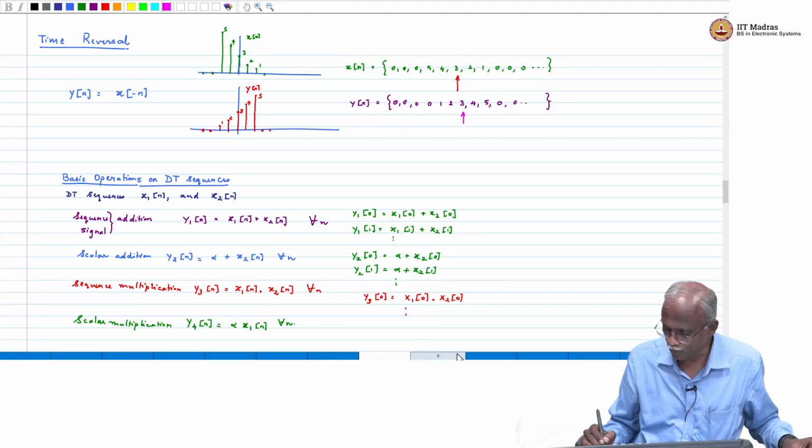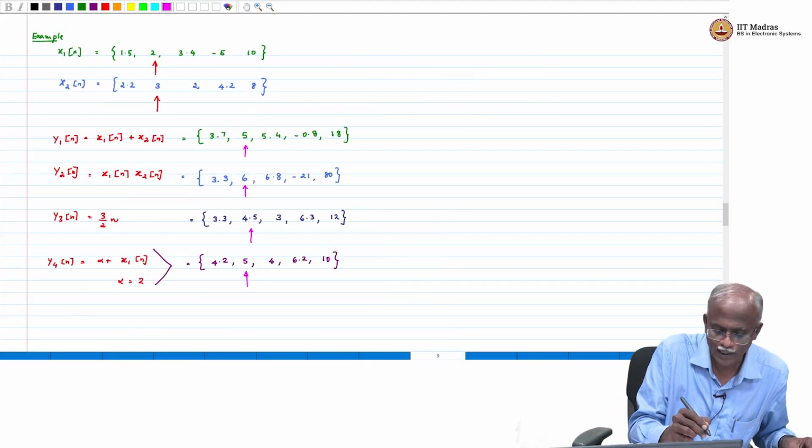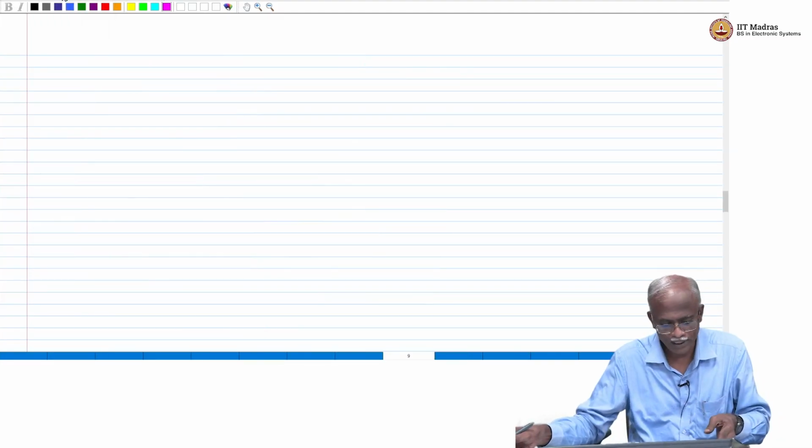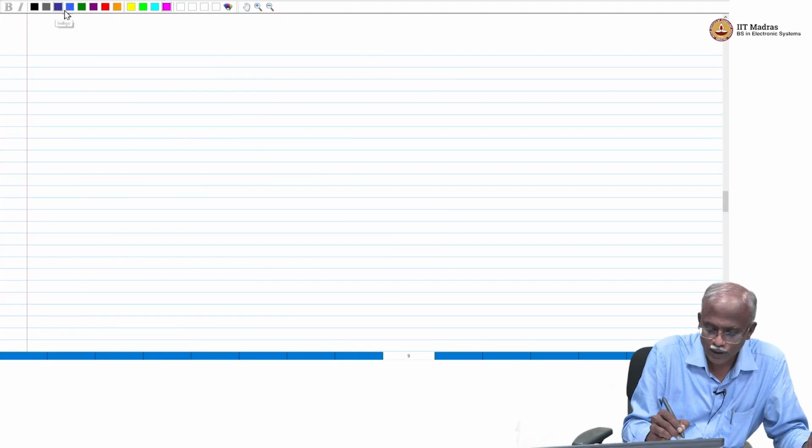Maybe a good point for us to look at a simple example and appreciate what this particular property is doing for us. So consider the unit sample sequence u of n.